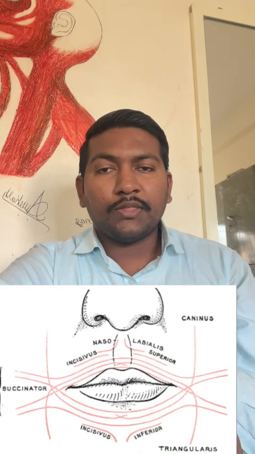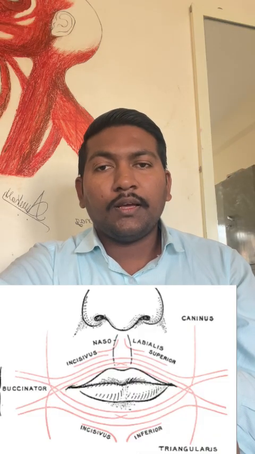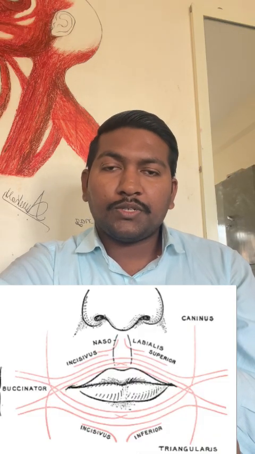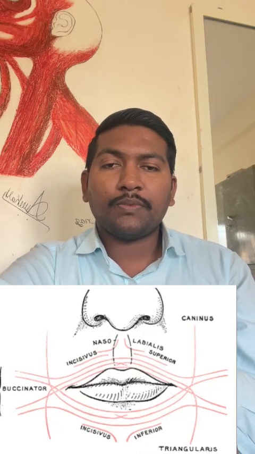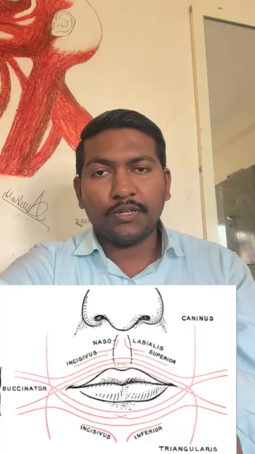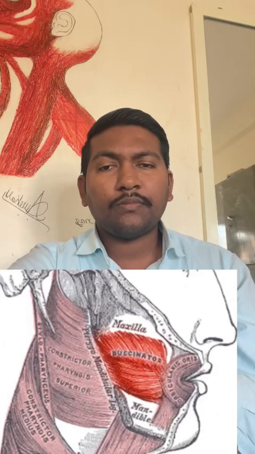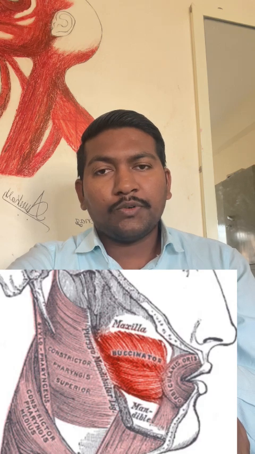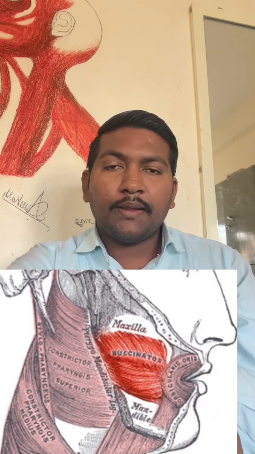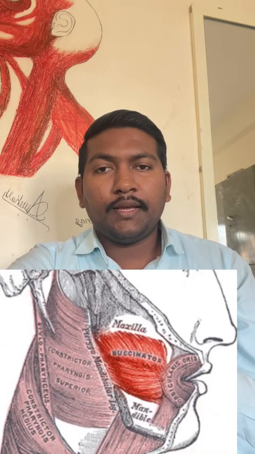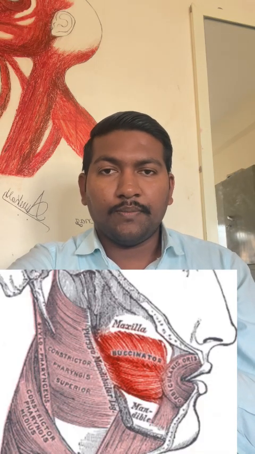portions join without intersection: the uppermost portion joins the upper part of the orbicularis oris and the lowermost portion joins the lower part of the orbicularis oris muscle. This is regarding the fibers of the buccinator muscle. And now coming to the relations of the buccinator muscle. Posteriorly it is related to the pterygomandibular raphe, and anteriorly it joins the orbicularis oris muscle.